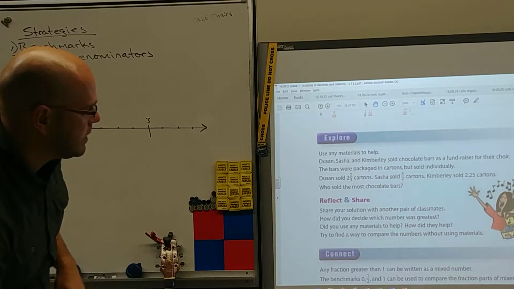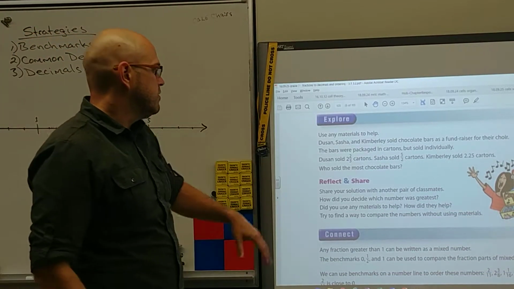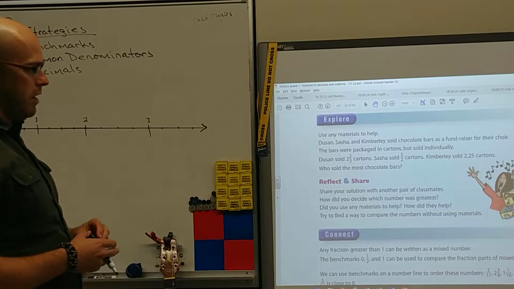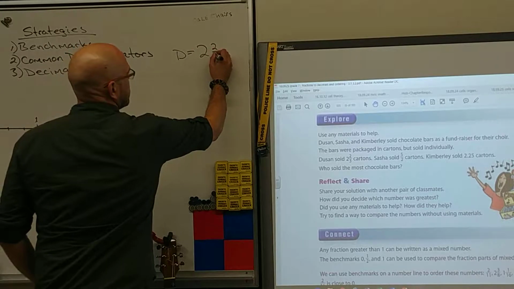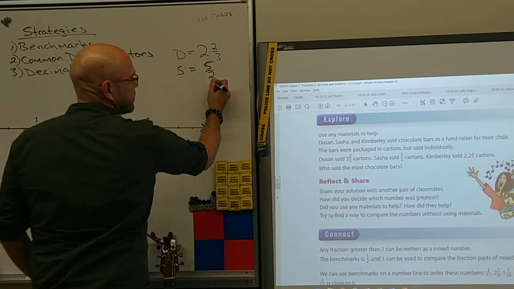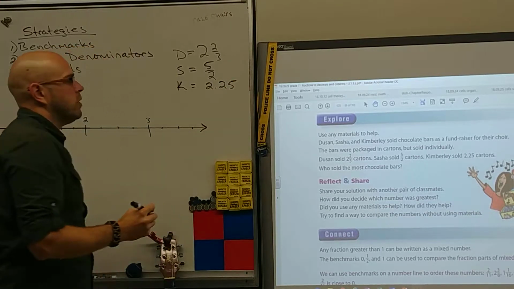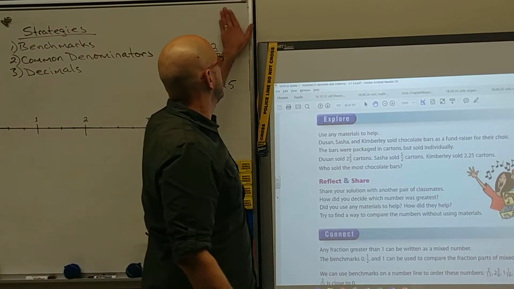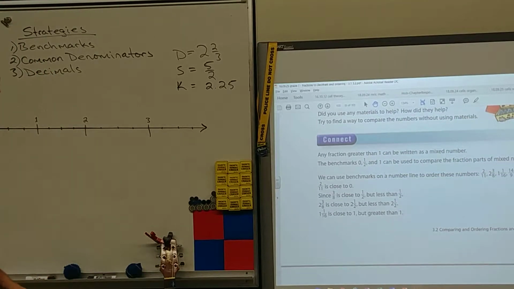Now let's take a look at some of our examples. First, we've got a problem here. It says, Dusan, Sasha, and Kimberly sold chocolate bars as a fundraiser for the choir. The bars were packaged in cartons and sold individually. Dusan sold 2 2/3. We have Sasha selling 5 halves, and we have Kimberly selling 2.25. And the question is, who sold the most? We'll come back to this and figure out who we think sold the most in the sale. But first, let's look at a few examples.